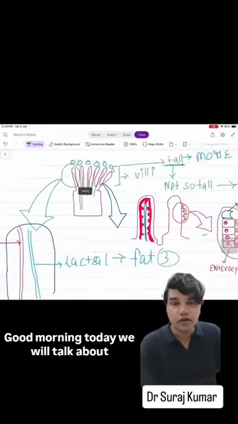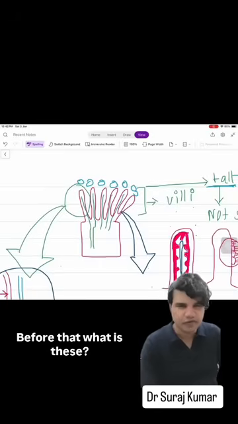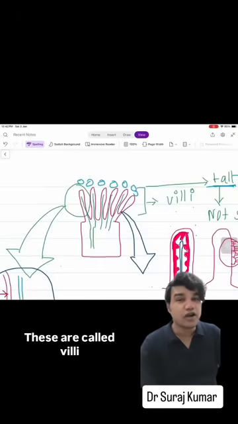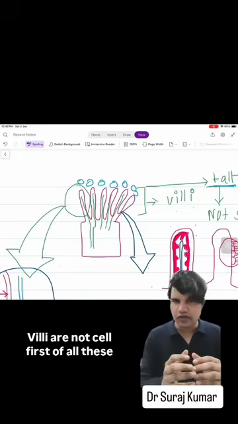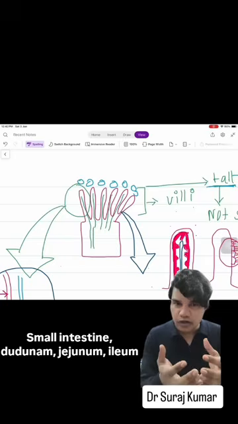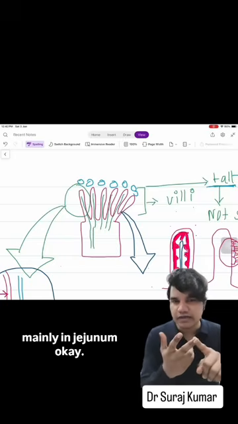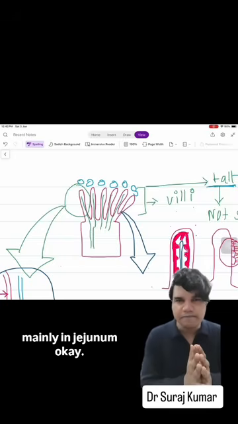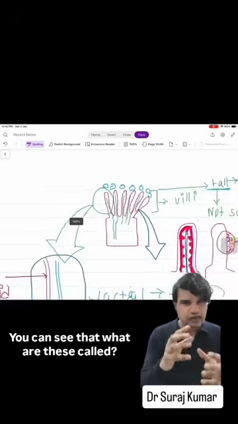Good morning. Today we'll talk about tropical sprue. Before that, what is this? These are called villi. Villi are not cells, first of all, these are structures, okay? And they are present where? Small intestine, duodenum, jejunum, ileum, mainly in jejunum, okay? You can see that. What are these called?